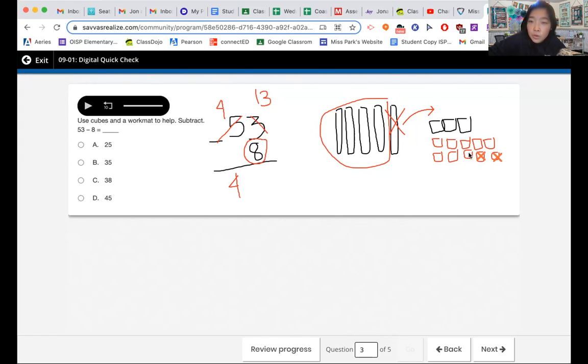1, 2, 3, 4, 5, 6, 7, 8. All right, I just got rid of $8. So how many dollars do I have left in the ones place? 5. So if we had $53 and we got rid of $8, how much money do we have left? 45. Very good. Finish writing that down, and then we're going to move on.